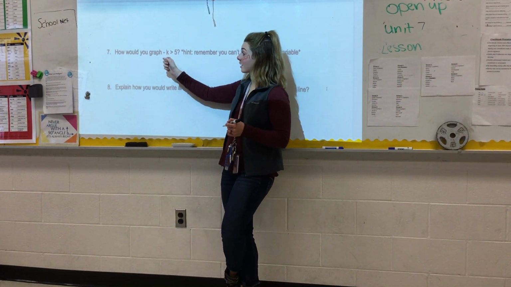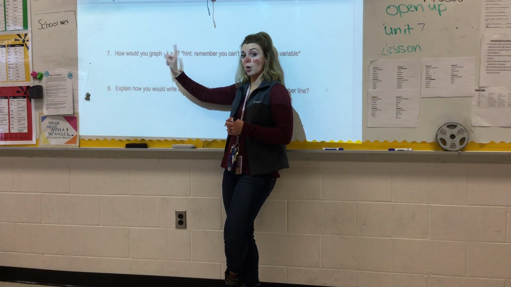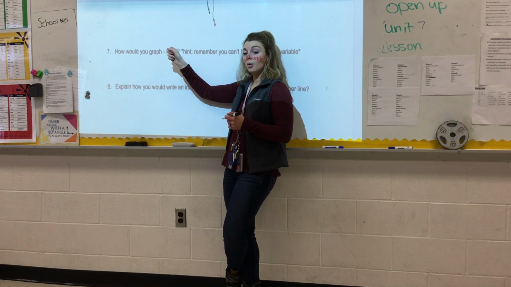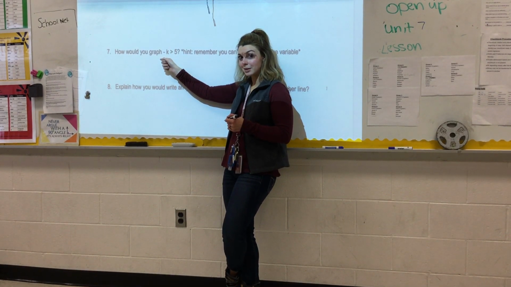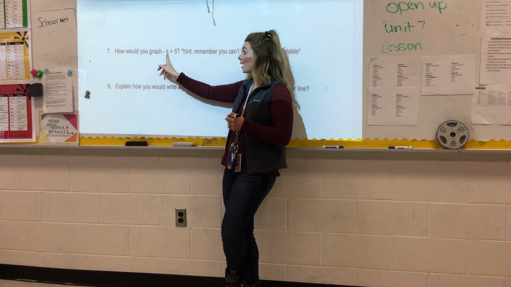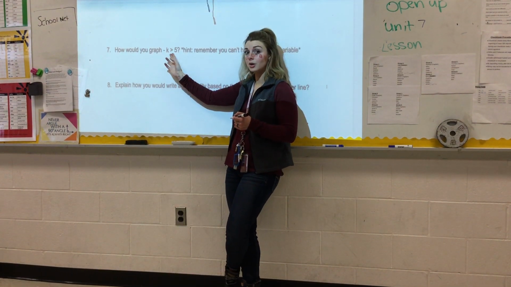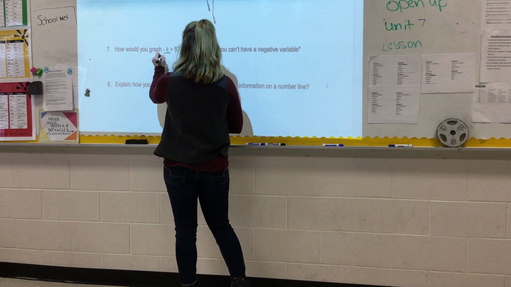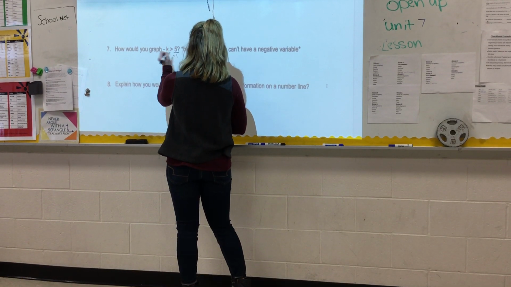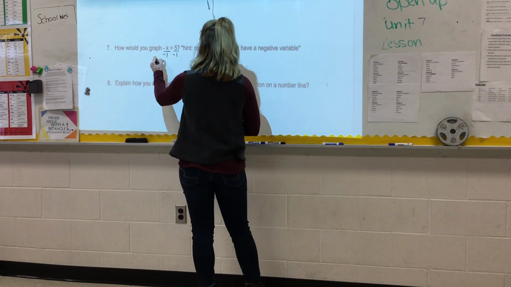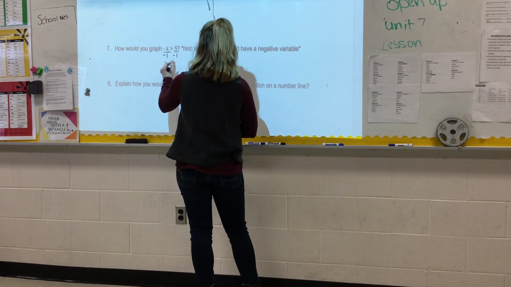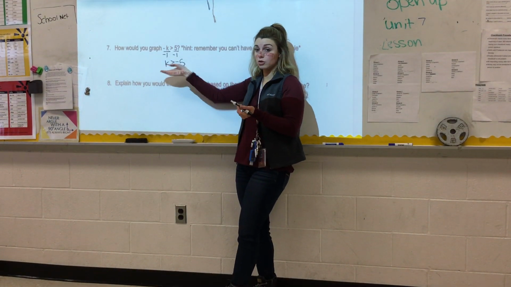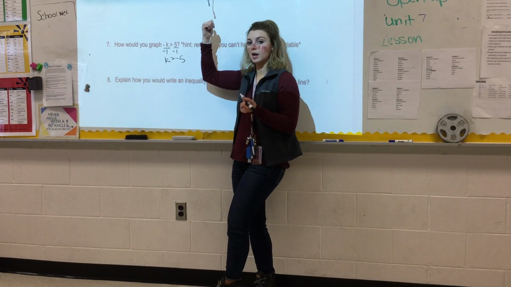So remember, next to any variable is an understood coefficient of 1. So if we want to get rid of a negative 1, we're going to have to multiply it by a negative 1. But in this situation, since it is multiplication, we're technically going to be dividing by negative 1. So we would divide by negative 1 on both sides, and then we would end up with k is greater than negative 5. And we just did that up earlier.